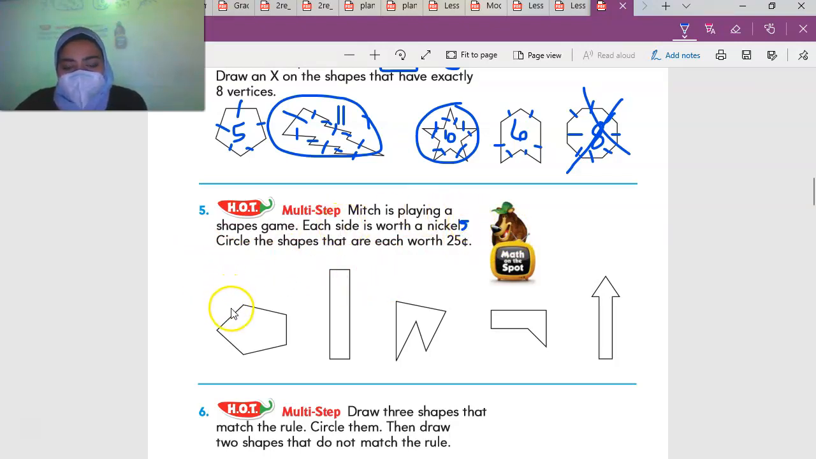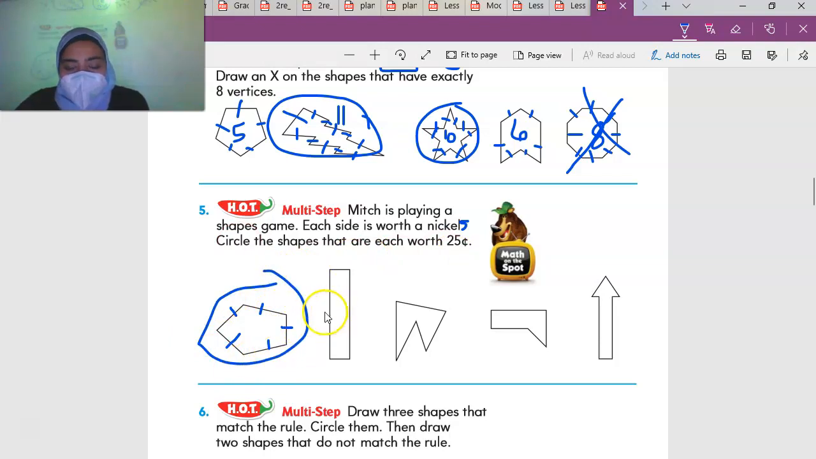So let's see this. If this is 5 cents, 5, 10, 15, 20, 25. Is this one worth 25 cents? Yes. Circle the shapes that are each worth 25 cents. Okay, so we're going to do what? We're going to circle it.